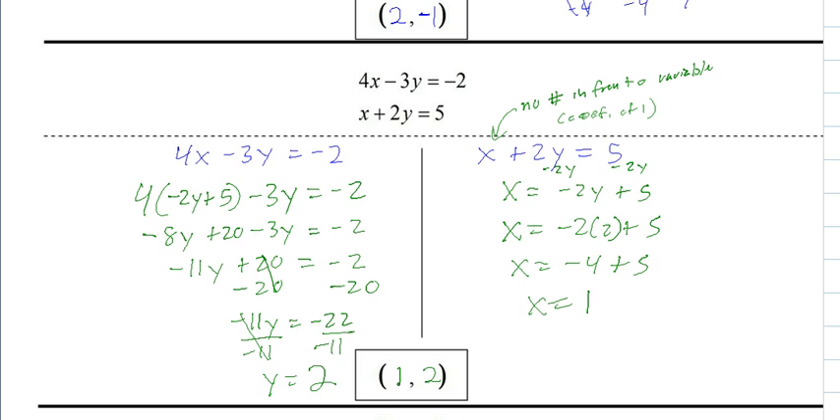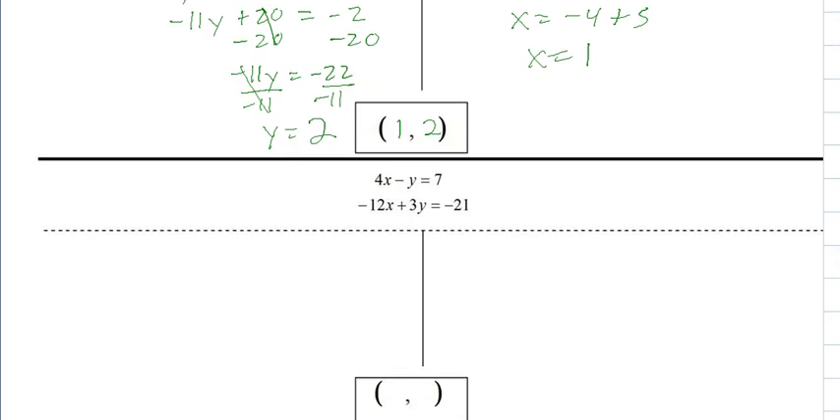And again, we still want to check it. So 4 times 1 minus 3 times 2 equals negative 2. That's 4 minus 6 is negative 2. Checks. Check the next one. 1 plus 2 times 2 equals 5, and that's definitely 5. And there you go.